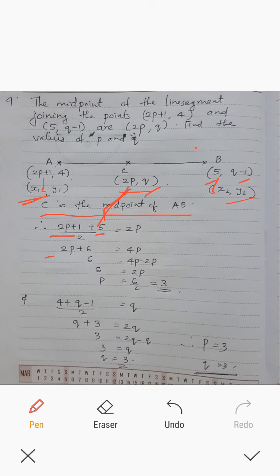Simplifying, 2p, 1 plus 5 is 6, equal to, transposing 2, it will be 2p into 2, 4p. So 6 equal to, transposing the like terms, 4p minus 2p. So 6 equal to 2p, so p equal to 6 by 2, equal to 3.